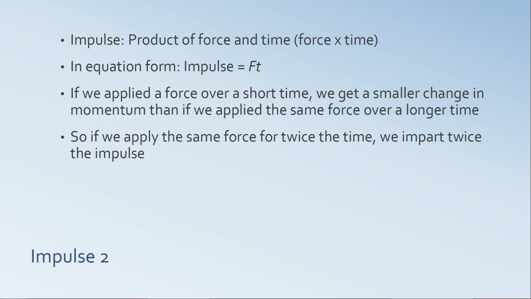When we talk about momentum, we can also talk about the impulse. We talked about the force on the previous slide, and impulse is the product of the force we're applying on the object and the time that we apply that force. So in equation form, we can write impulse equals F times t. If we apply the same force over a very short period of time, we're going to get a smaller change in momentum than if we apply that same force over a longer time. So if we apply the same force for twice the time, we're going to impart twice the impulse.